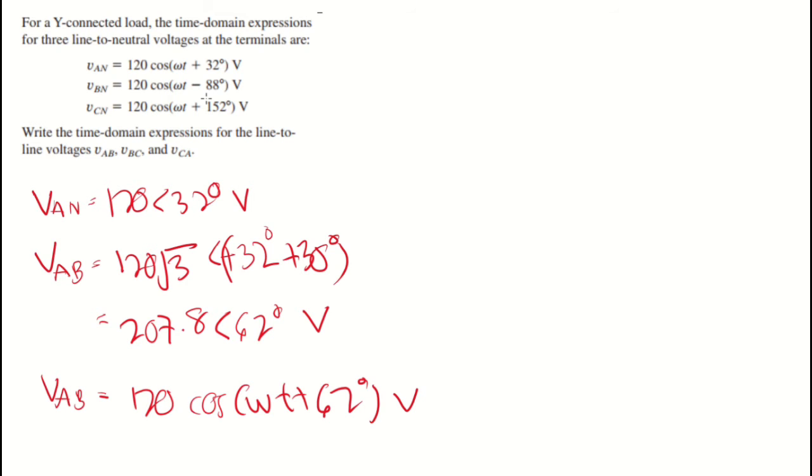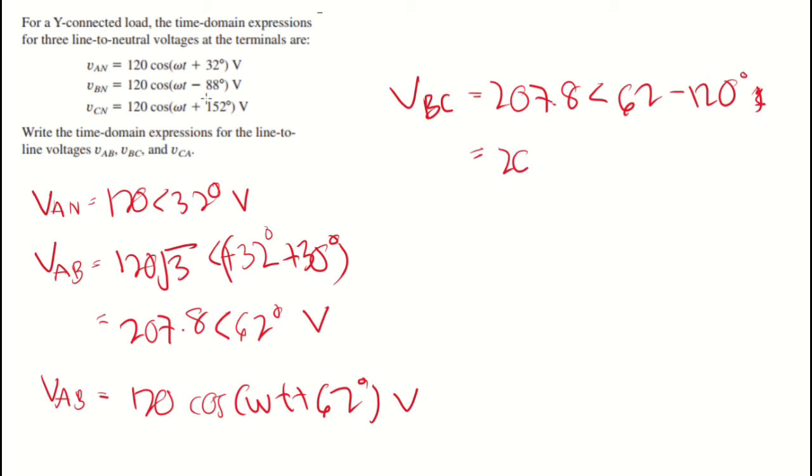So for the next phase, VBC, the phase difference should be 120 degree, right? So we have to subtract 120 degree. So it should be 207.8 angular 62 minus 120. You will get 207.8 angular minus 58 degree volt.